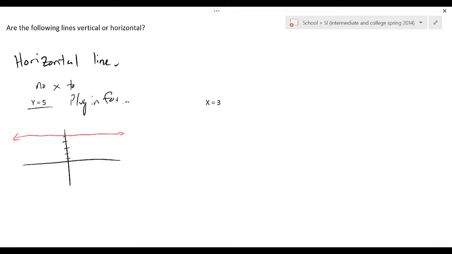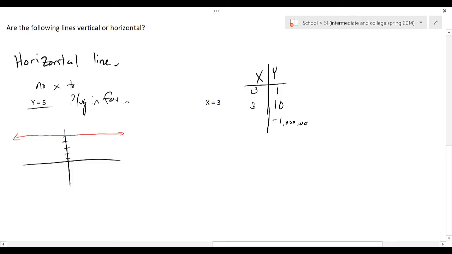Let's try the next one. We've got the line x equals 3. Let's do the same thing we did before and make a table, x, y. Where y equals 1, what does my x equal? My x equals 3, because there's no y to plug in for. Where y equals 10, x still equals 3, because there's no y to plug in for. How about where y equals negative 1 million? There's still no y to plug in for, so x is still 3.